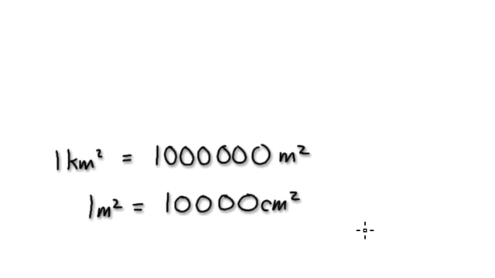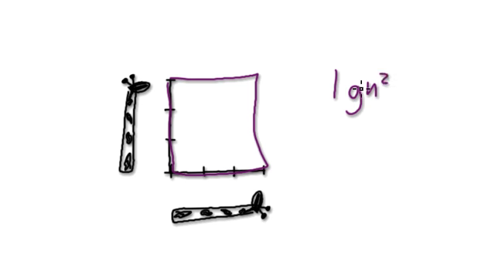So, for example, let's say 1 giraffe neck equals 3 meters. Now, if you're looking at the area, you see 1 giraffe neck squared. One giraffe neck squared would be this whole thing here.